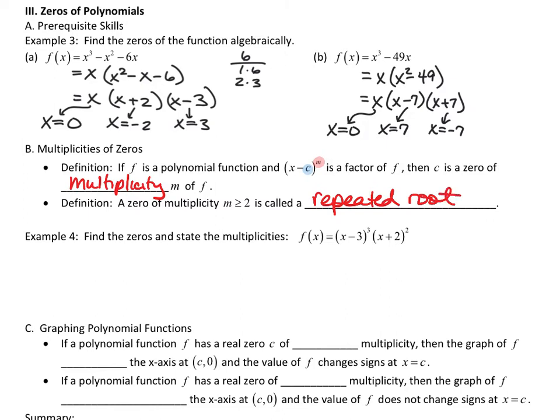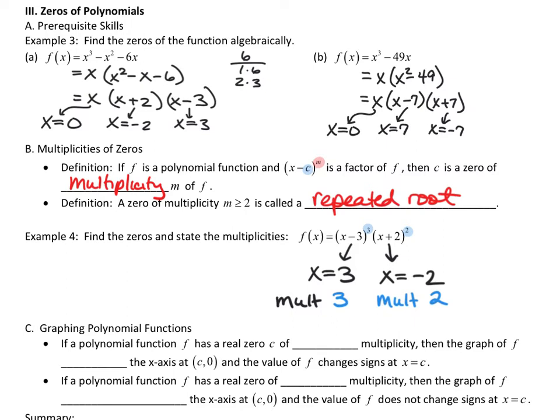So just like we did a second ago in example 3, a and b, by finding the factors, setting them equal to 0, we can do the same thing for this complicated or higher order polynomial in example 4. This part right here tells me that I'm going to have a 0 at 3, and this one tells me I'm going to have a 0 at negative 2. But I can also talk about the multiplicity. Since that factor, x minus 3, has a, what is that called? Exponent of 3. Wow, I just blanked on the word exponent. It has a multiplicity of 3. And since x plus 2 has an exponent of 2, it has a multiplicity of 2. So both of them are repeated roots.